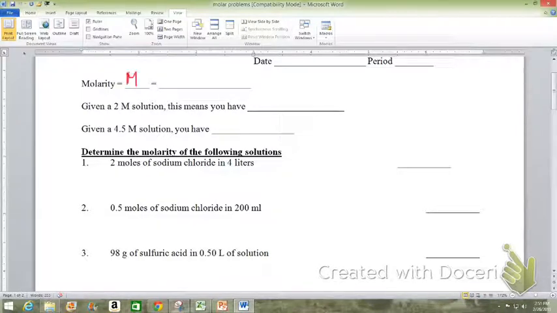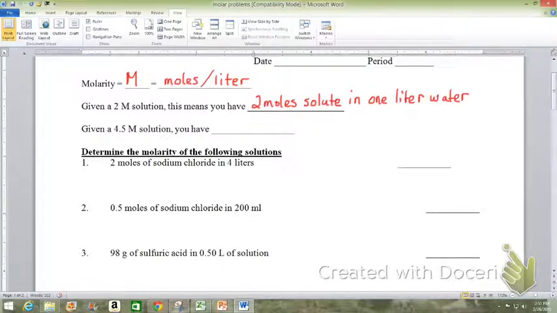First of all, molarity is a capital M, that's the way to abbreviate it, and it's moles per liter. So if you're given a 2 molar solution, this means you have 2 moles solute in 1 liter of water. You need to be able to say that if you see the 2 molar, what it exactly means, because we'll be using that a lot in the math. So a 4.5 molar solution would mean that we had 4.5 moles in 1 liter.